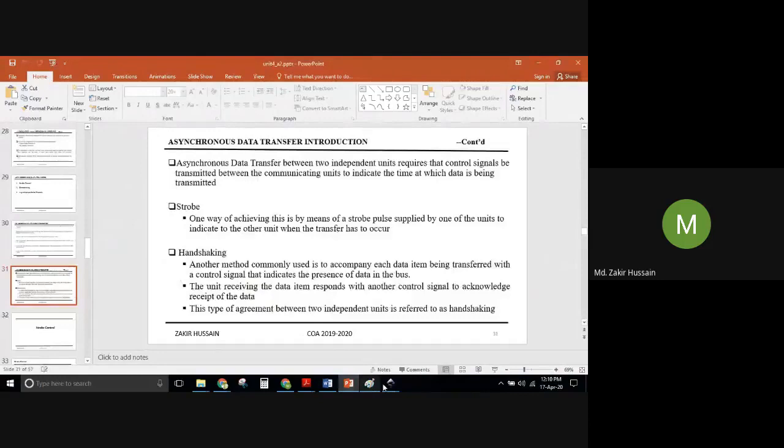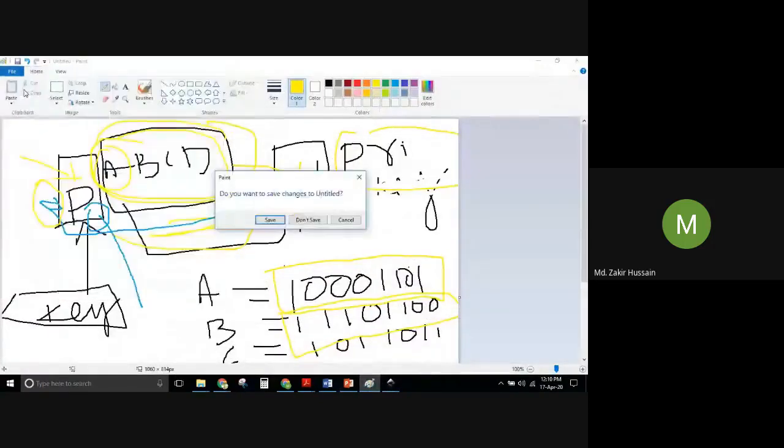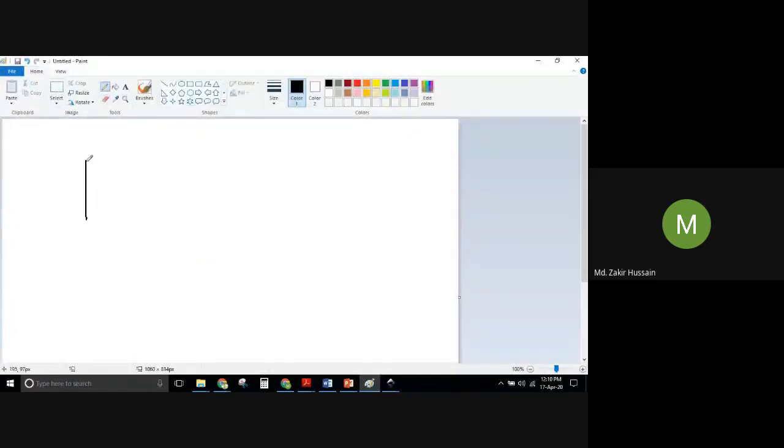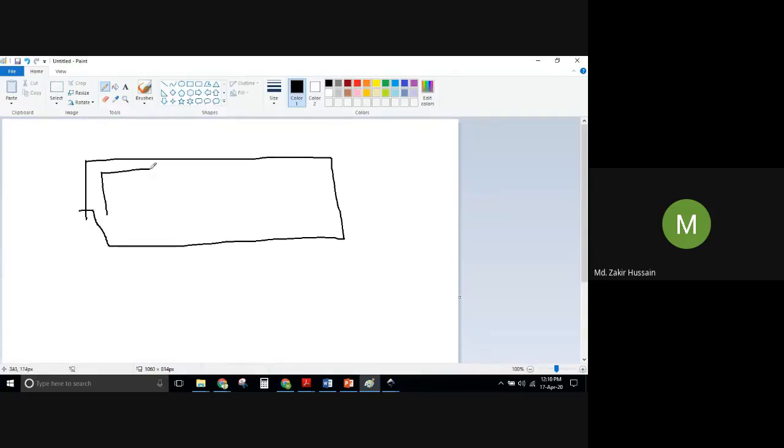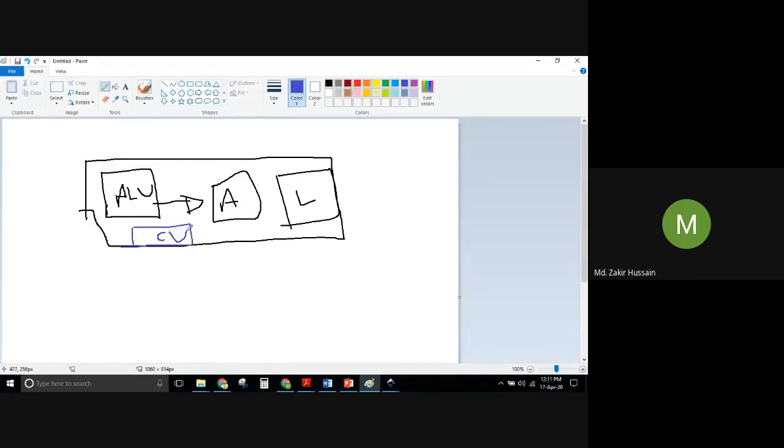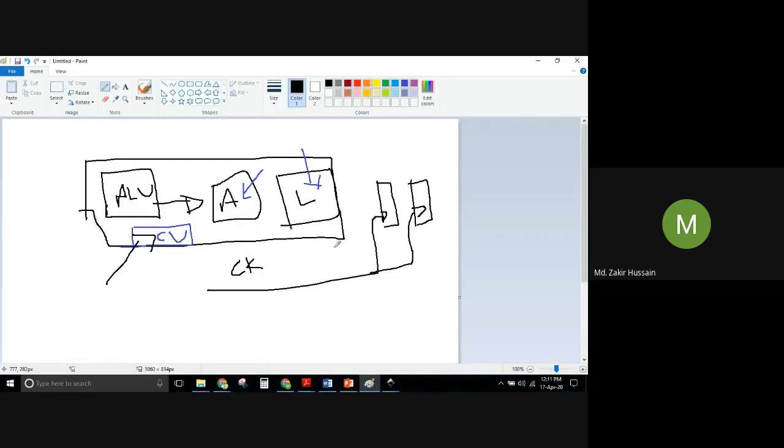Suppose you have the processor. In this processor, you have a different set of units. Here you have the ALU, your arithmetic logic unit. Inside the arithmetic logic unit itself, we have one, the arithmetic unit, and the other, the logical unit. Apart from this ALU, we also have the control unit inside. All of these have a lot of circuitry inside, and this circuitry may have some flip-flops also. If these flip-flops are connected to a common clock, then we call it synchronous.